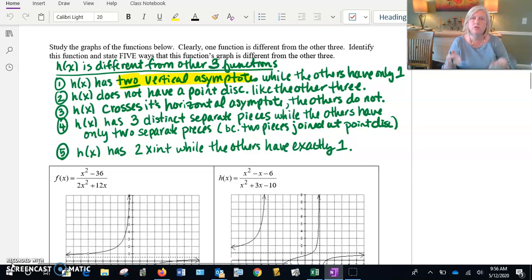The minute that you see the two vertical asymptotes, you know that the factors in the denominator were not removable and did not simplify out. H of x also did not have a point discontinuity like the other three graphs. And again, that's getting to that idea that the other three graphs must have had factors that canceled out as we were simplifying. Now, this one's an interesting one because we haven't really talked about this yet, and I don't know how much you talked about that in your Algebra 2 classes, but h of x crosses its horizontal asymptote.